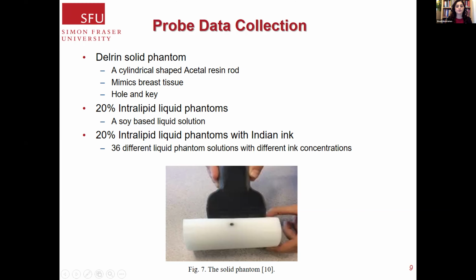Also, we have two different kinds of liquid phantoms. One of them is the intralipid liquid phantom. Intralipid solution is a soy-based liquid phantom, and it is diluted with pure or distilled water. We prepared varying concentrations of liquid phantom with intralipid. Then we added black Indian ink to it, and we prepared 36 different liquid phantom solutions with different ratios of ink concentrations.